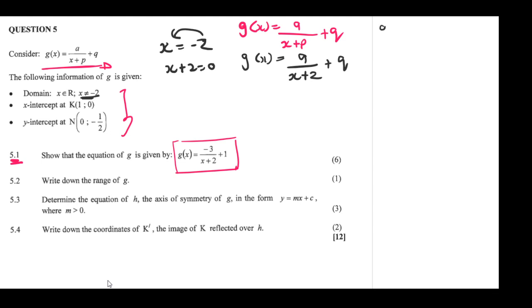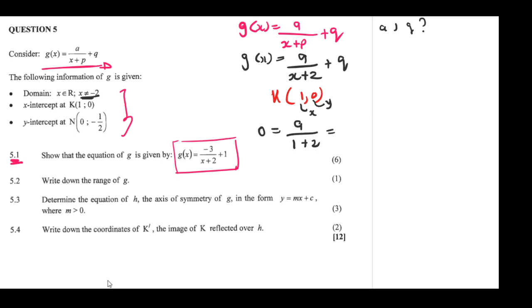You just need your value of a and your value of q, right? So to find the value of a and the value of q, you need to use the x-intercept and the y-intercept that are given, right? So we're given the x-intercept of k, which is (1, 0). So you're just going to substitute it into the equation. Where there's y, you put 0. Where there's x, you put 1, right? So 0 is equal to a over 1 plus 2, plus q, right? And here you're just going to get 0 is equal to a over 3 plus q. This is going to be your equation 1, right?